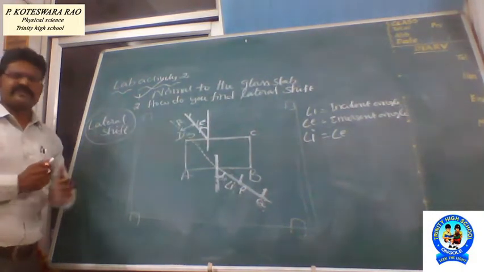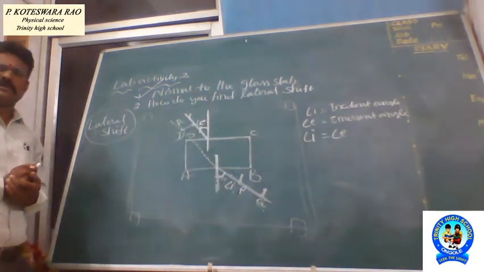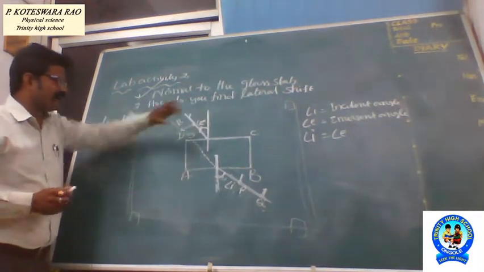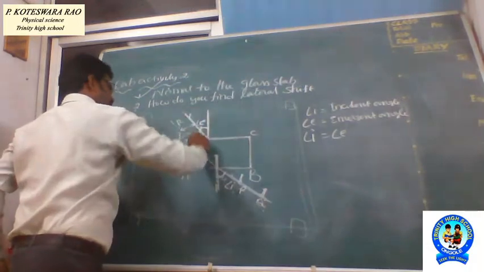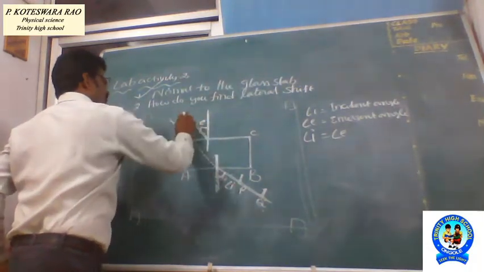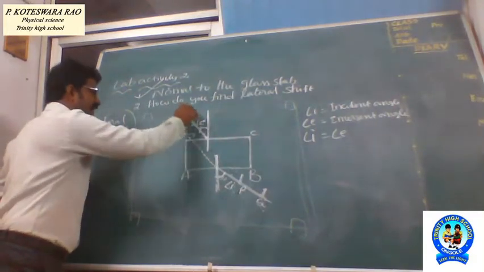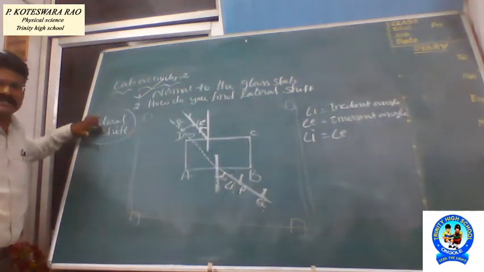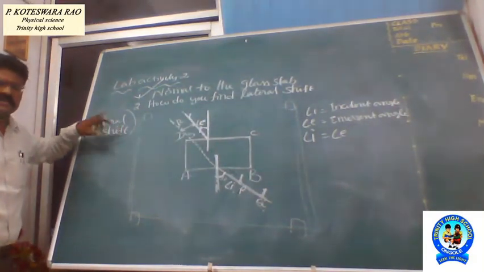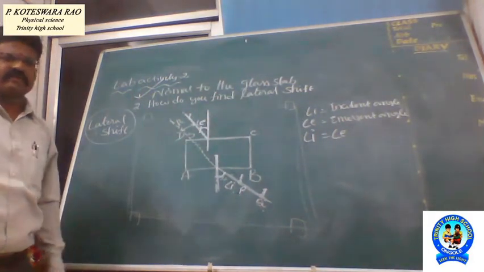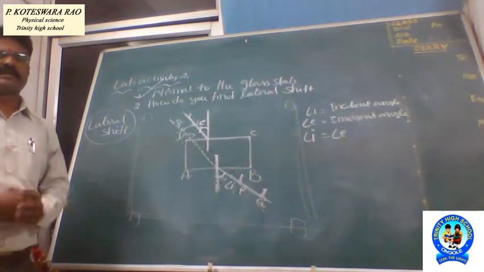So what is the definition of lateral shift here? The distance between two parallel lines. Do you know? These two are parallel lines. These two are not combined. So the distance between these two parallel lines is called lateral shift. Now, after this, we want to increase to different angles.